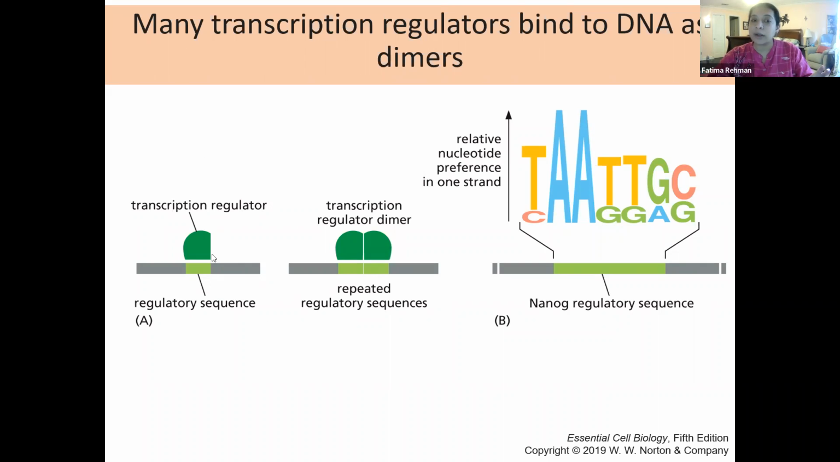If that transcription regulator has to work as a dimer, you will have a doublet there. So you'll have that sequence repeated twice, for example, allowing for two particular molecules to combine together to create that dimer as well. Here, as an example, you have a regulatory sequence for NANOG, which is a transcriptional activator. So each one of the transcriptional regulators will have its own sequence that it binds to.